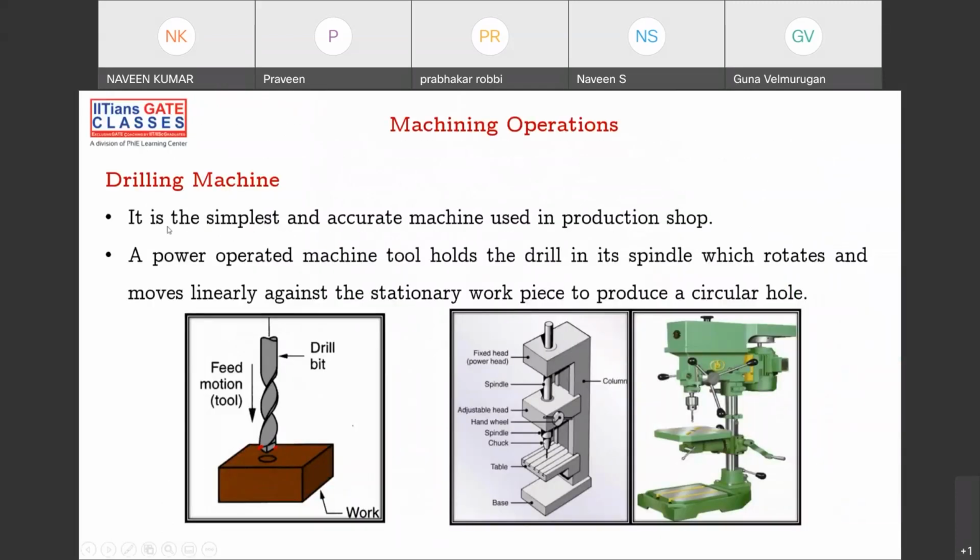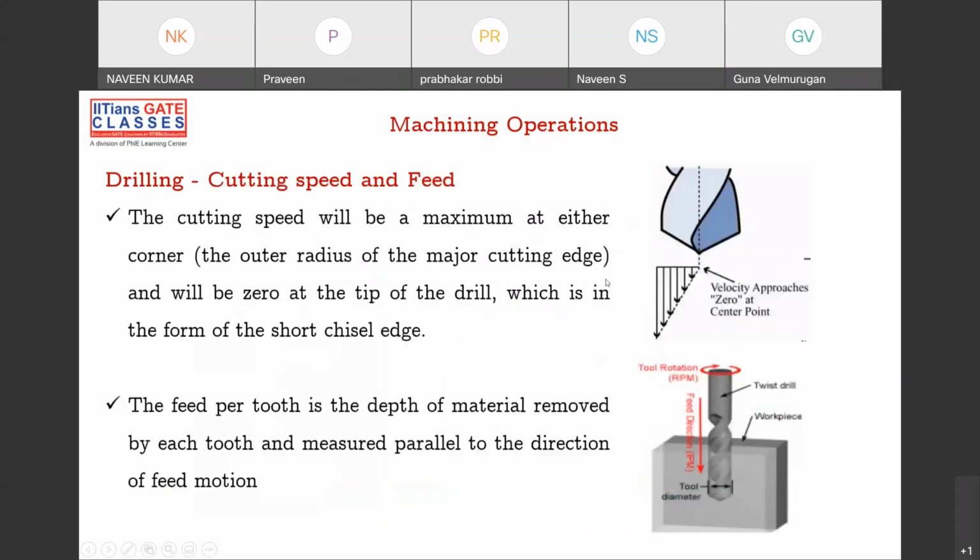Next, it is very simple. You are just trying to put a drill, and then you know all the things. You give feed motion in this downward direction, rotation to the cutter, and the workpiece is constant here. The workpiece will be stationary, and happily the thing will get drilled. A hole will be formed. Okay. And if you see here, when this cutter is rotating, what is happening?